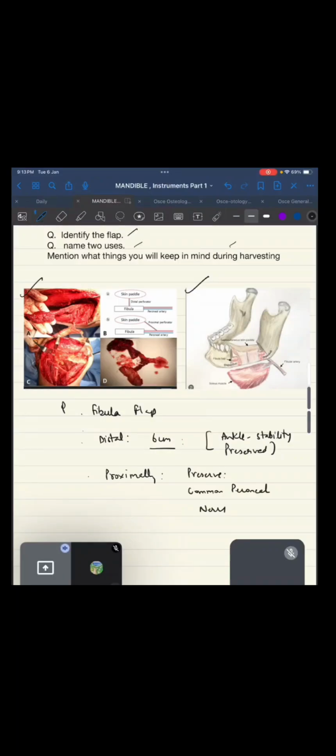So this is an important question for you guys. Please remember it. This will keep on coming. There will be a few flaps which I'll tell you in the mandibular reconstruction. Few flaps will be there in the maxillary reconstruction, which we'll see in the next session. Okay, so please remember them.